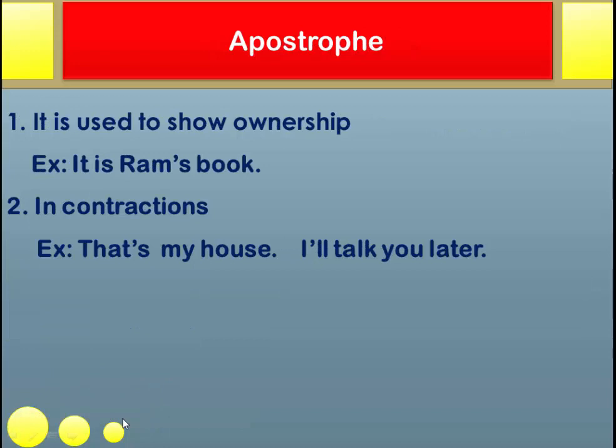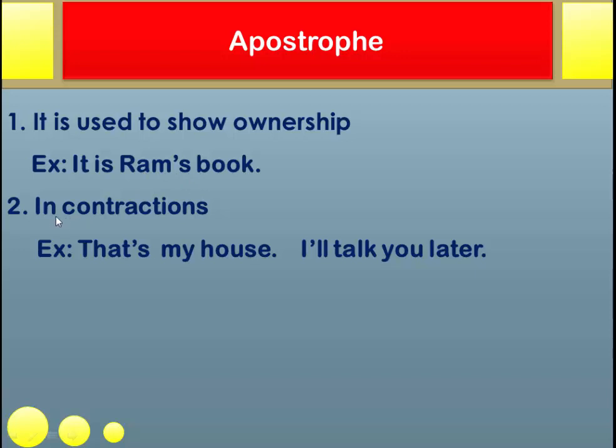Next, apostrophe. So apostrophe is used to show ownership. It's Ram's book. So Ram's book. This shows ownership. Whose book is this? Ram's. So who's the owner of this book? Ram. So, okay. So Ram's book.